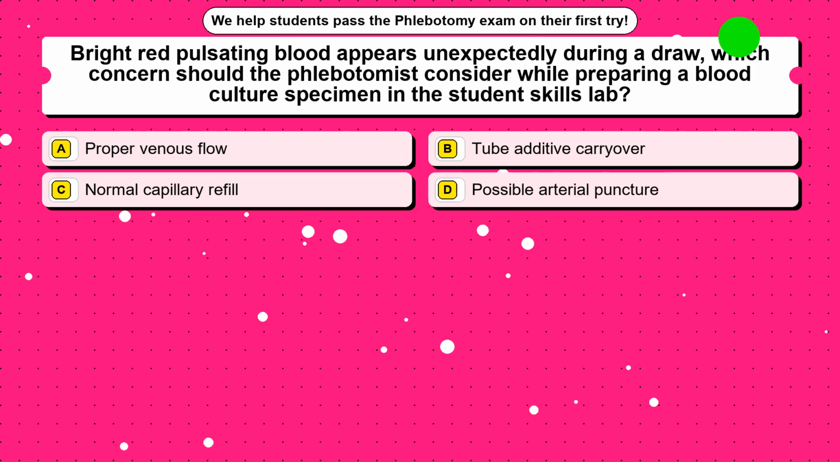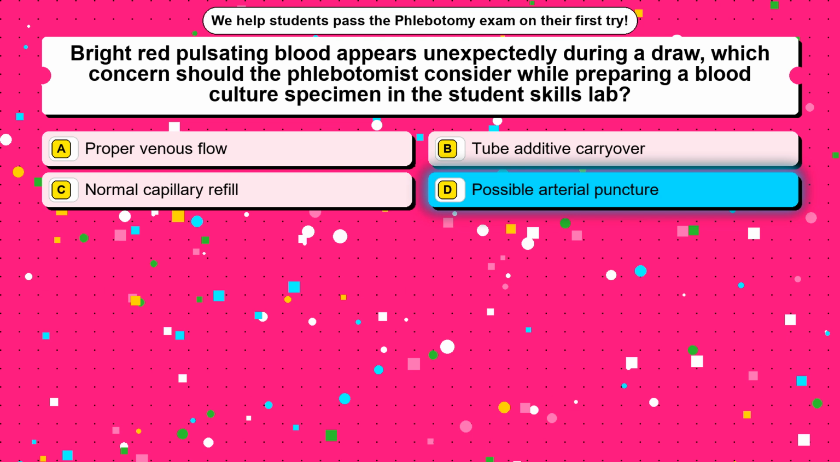Question 19. Bright red pulsating blood appears unexpectedly during a draw. Which concern should the phlebotomist consider while preparing a blood culture specimen in the student skills lab? Option A. Proper venous flow. Option B. Tube additive carryover. Option C. Normal capillary refill. Option D. Possible arterial puncture.